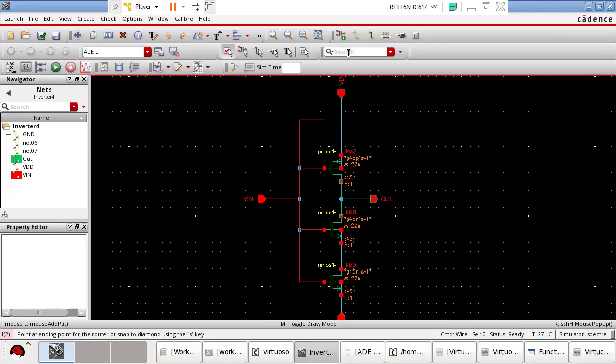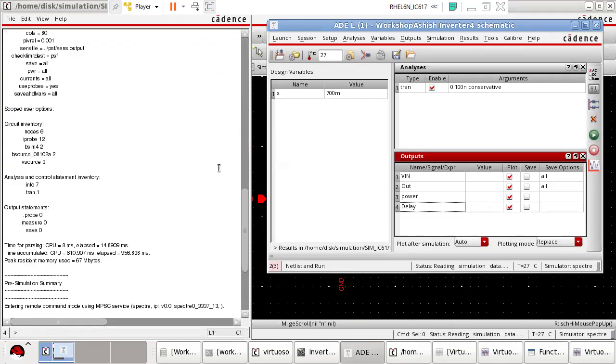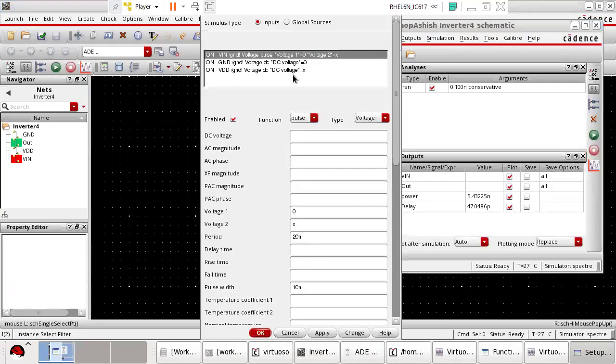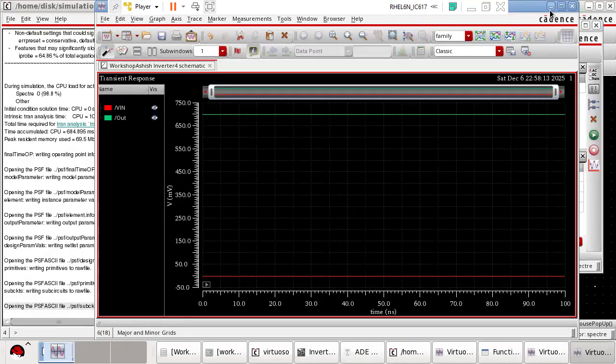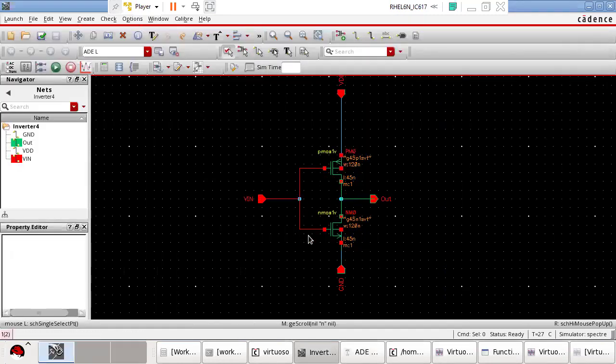What is the meaning of using high threshold voltage and how does it impact the leakage? Let us see. Okay, we have dynamic power in this case. Let us see, the delay will not work in this case. What is the power dissipation? 2.14874, which was the actual leakage power dissipation of the inverter.